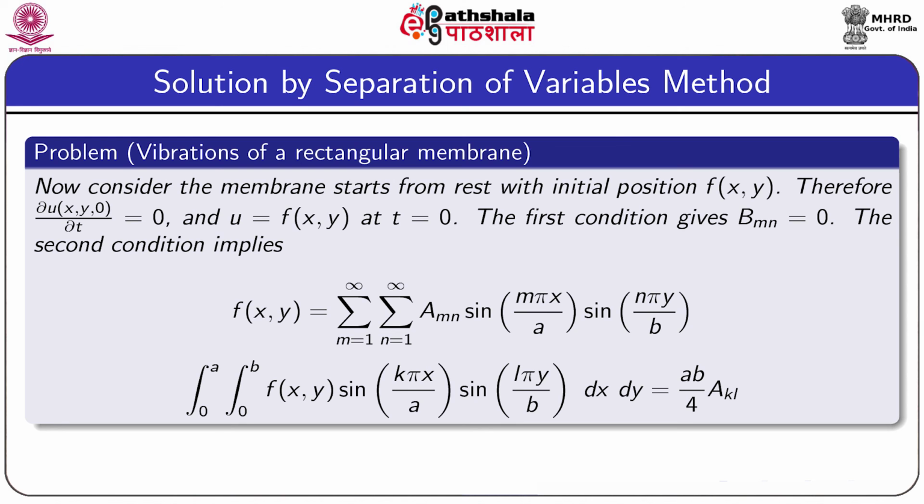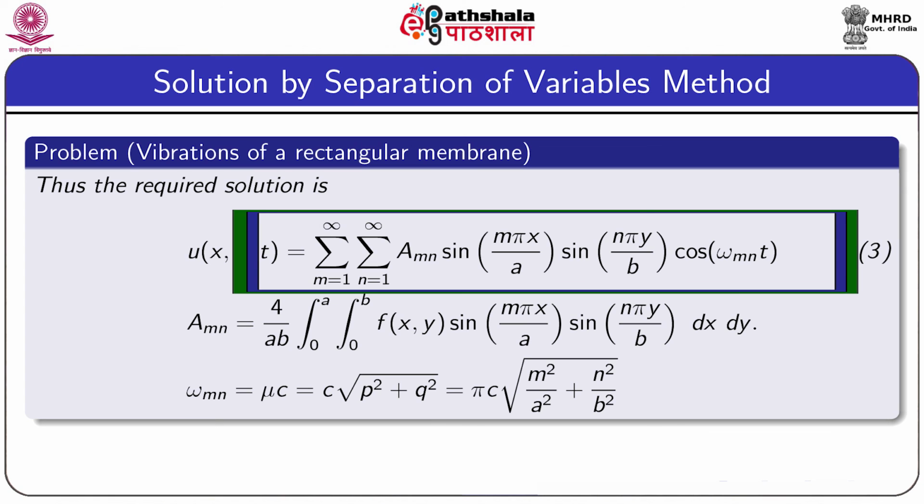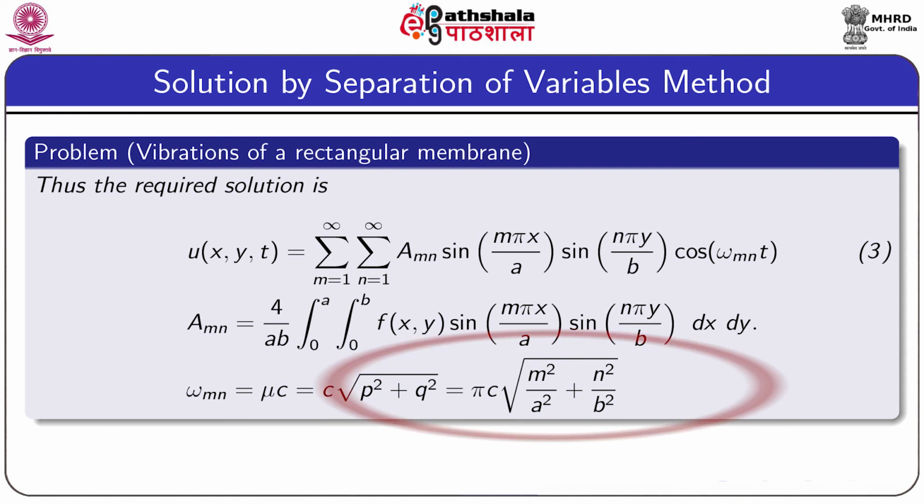Therefore, the solution of the given problem, or the required solution, can be written in the form u is equal to sum over m, sum over n, A_mn sin(mπx/a) sin(nπy/b) into cos ω_mn t, where A_mn are given by the relation which is written here, and the frequency ω_mn is given by πc into square root of m²/a² plus n²/b².